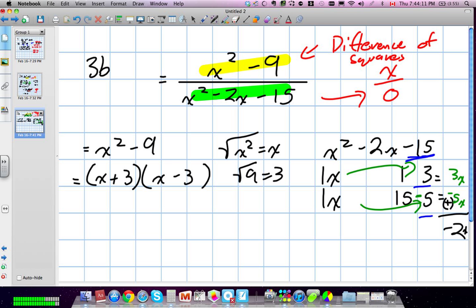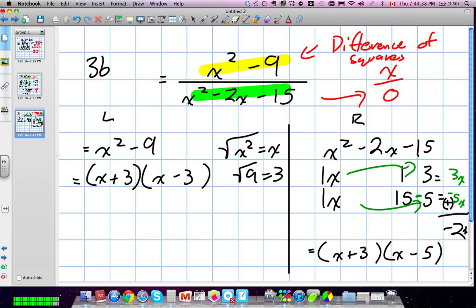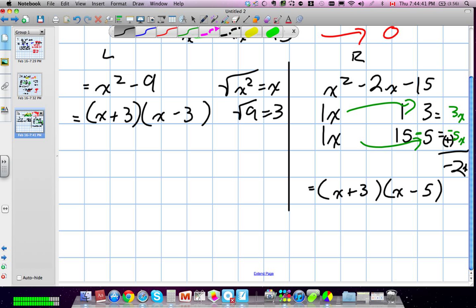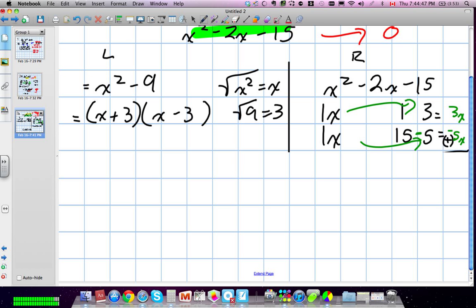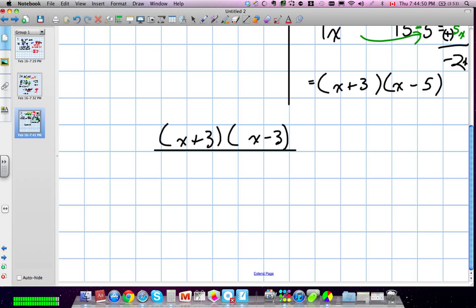So when we go to put it into brackets, what do we get? 1x plus 3, 1x minus 5. Are you sure you put them in the right brackets? Yeah. Why? Because they're the same. So it doesn't matter, right? Okay, so the left was the top, and the right one, put a line down the middle, was the bottom. So we're going to simplify this equation. The new simplified version is x plus 3, x minus 3, divided by our other factored form, which was x plus 3, x minus 5.